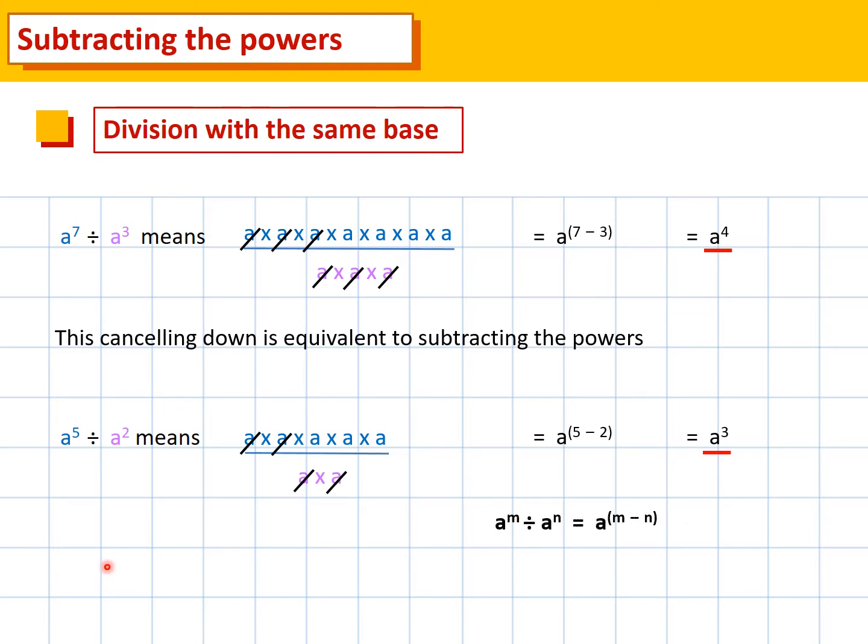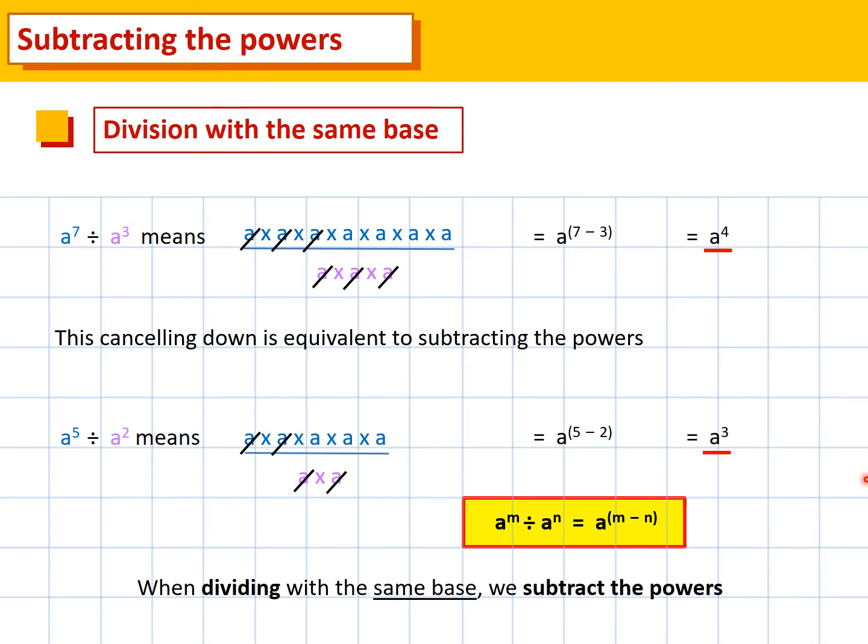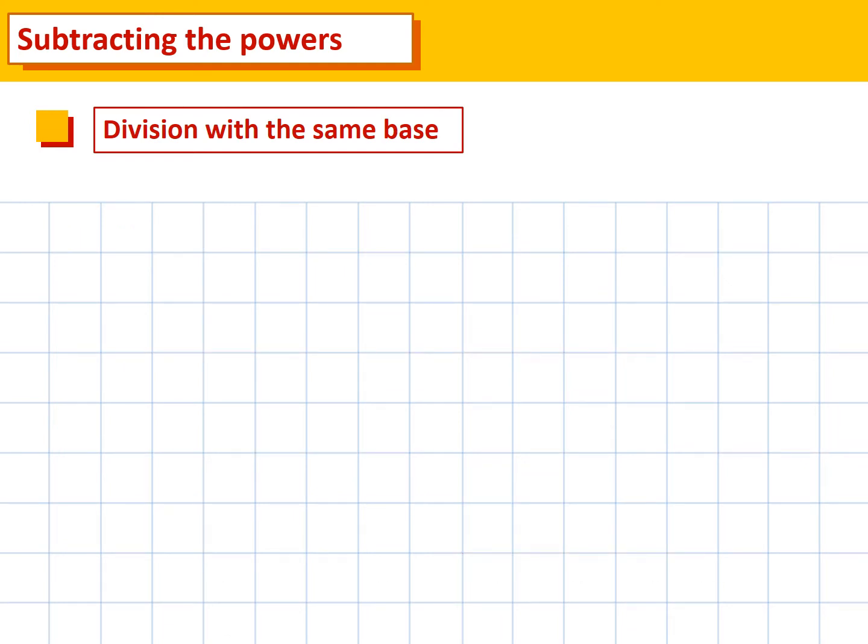That gives us the division rule that when the base is the same, a, we can subtract the powers. Remember, the bases must be the same, but when the base is the same, we can subtract the powers. On to our example then.